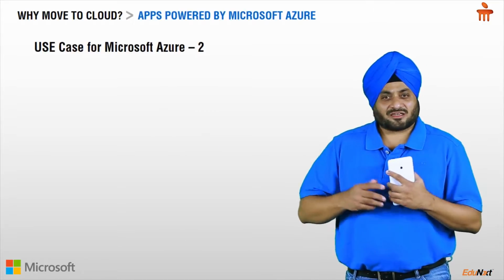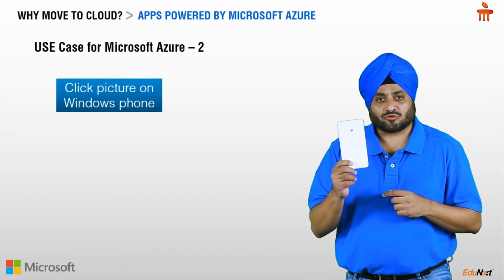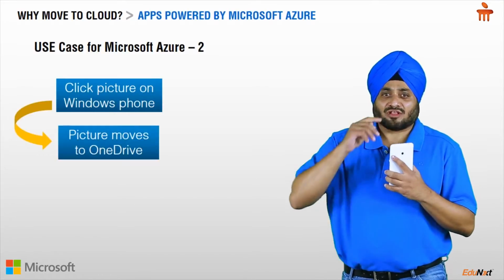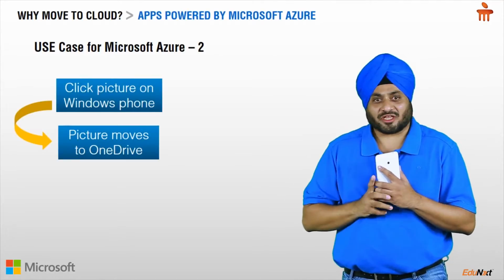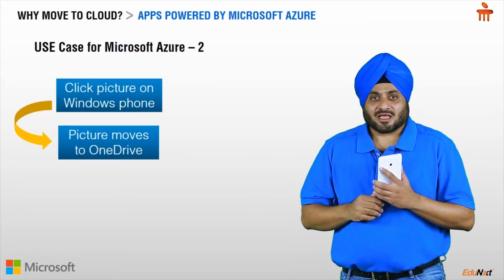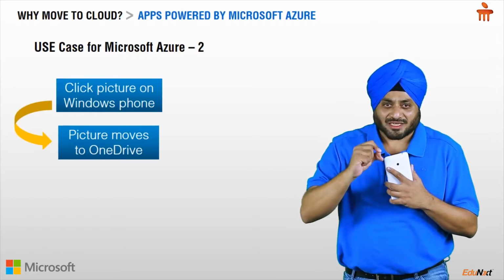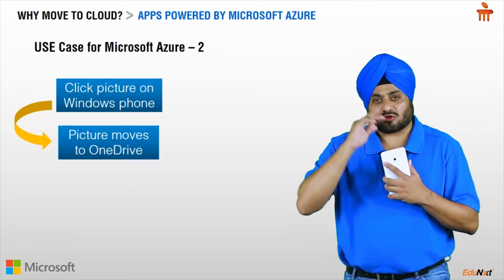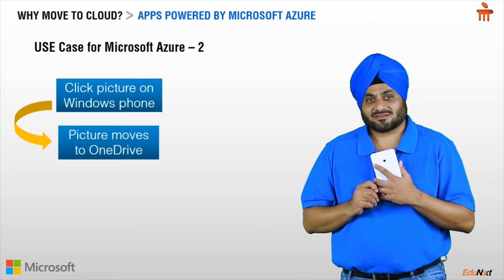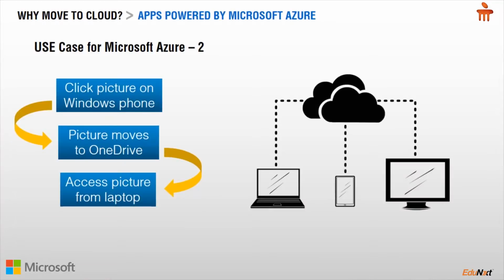Let us now look at another use case. I will use my Windows Phone camera to take a picture, and then we'll see the same picture getting posted to OneDrive, which is the cloud storage from Microsoft. Because of the default settings on my Windows Phone, the camera roll will automatically be backed up to the cloud. All the pictures will be saved to OneDrive. So now you can get to them from any of your devices, even if something happens to your phone.